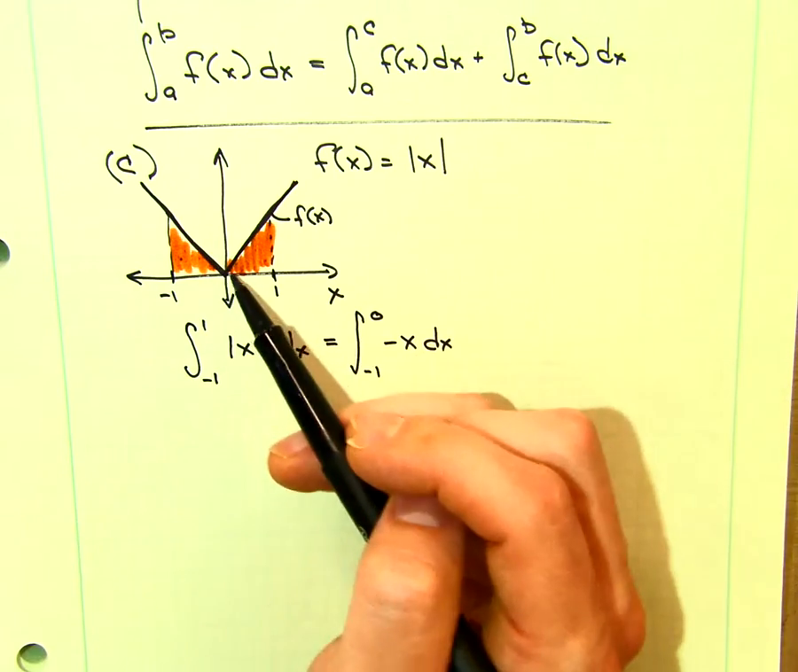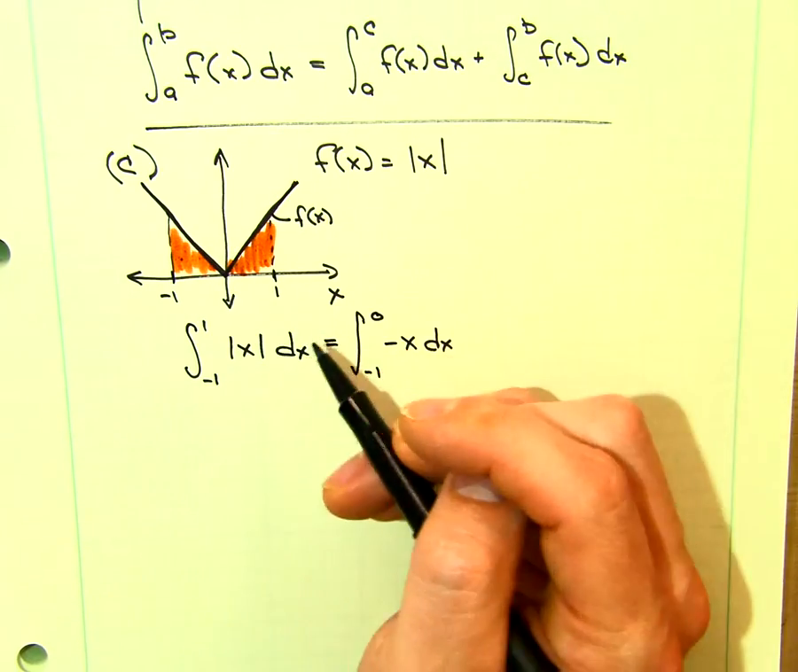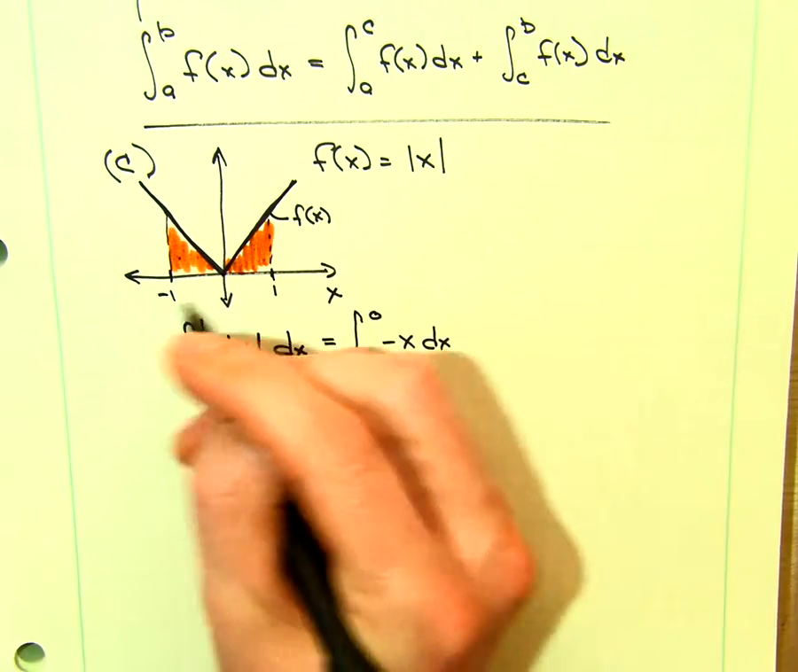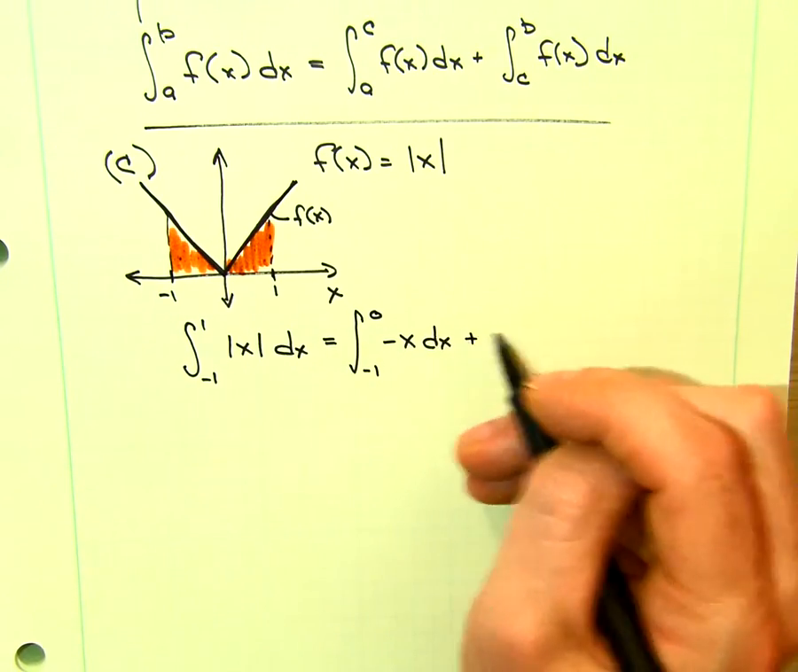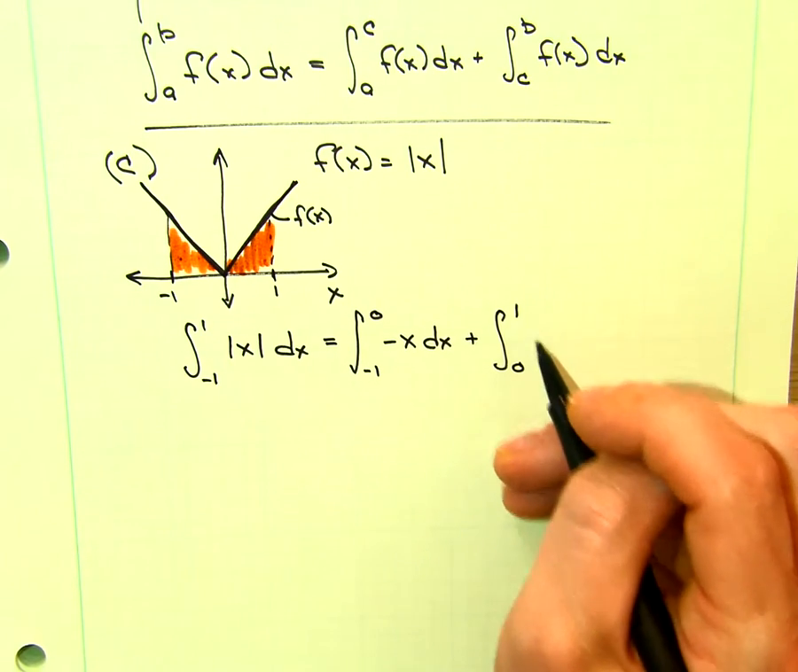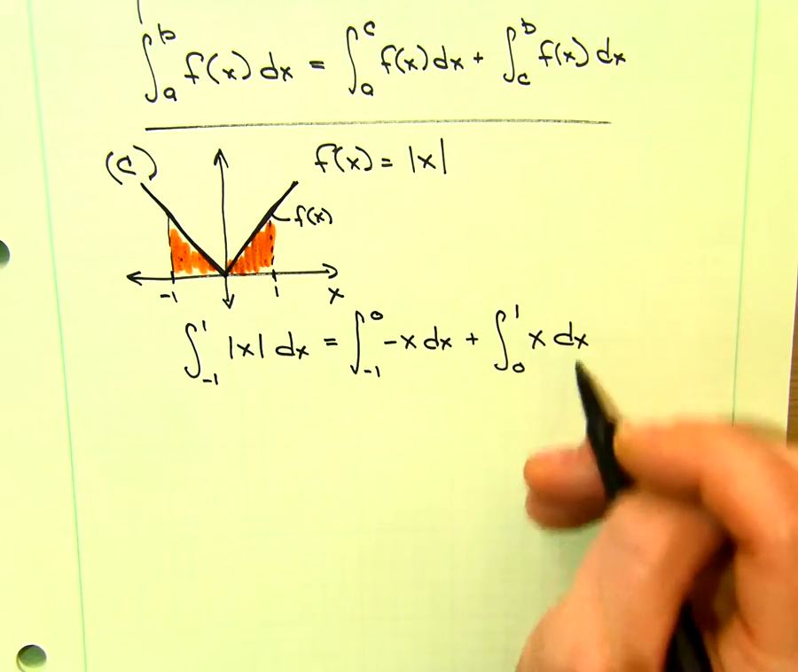So it's a negative slope of 1, and it crosses 0, 0. So that's this function right here, from negative 1 to 0. And I can just add it to this one. Now this one's easy. It just goes from 0 to 1, and it's just x dx.